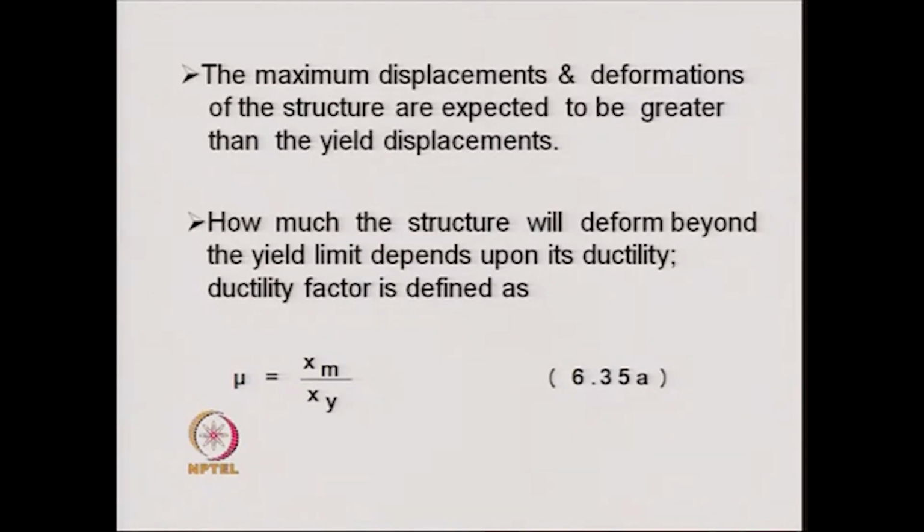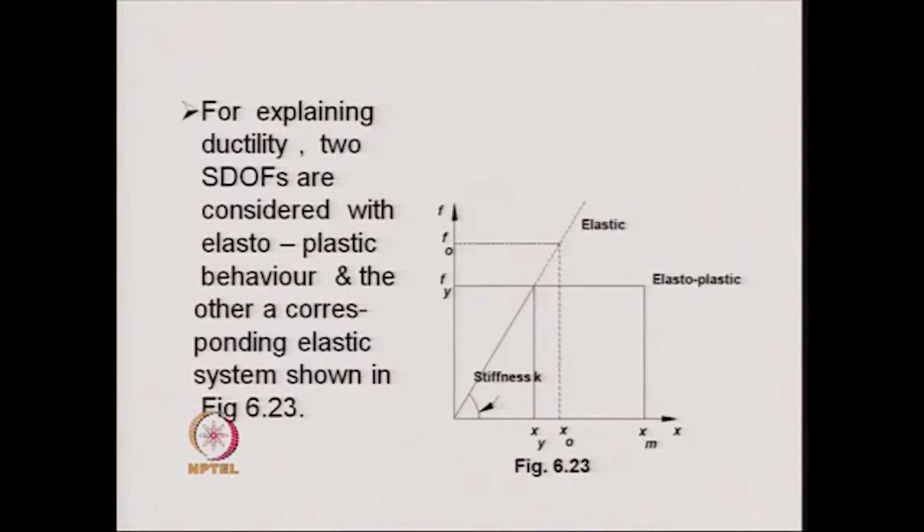However, there could be a situation where the maximum displacement or deformation in a structure may become less than the yield displacement. That kind of scenario can also happen. How much the structure will deform beyond the yield limit depends upon the ductility. Ductility factor is defined by equation 6.35a, that is mu is equal to xm by xy, where xm is the maximum displacement and xy is the yield displacement, and this is defined for a single degree of freedom system.